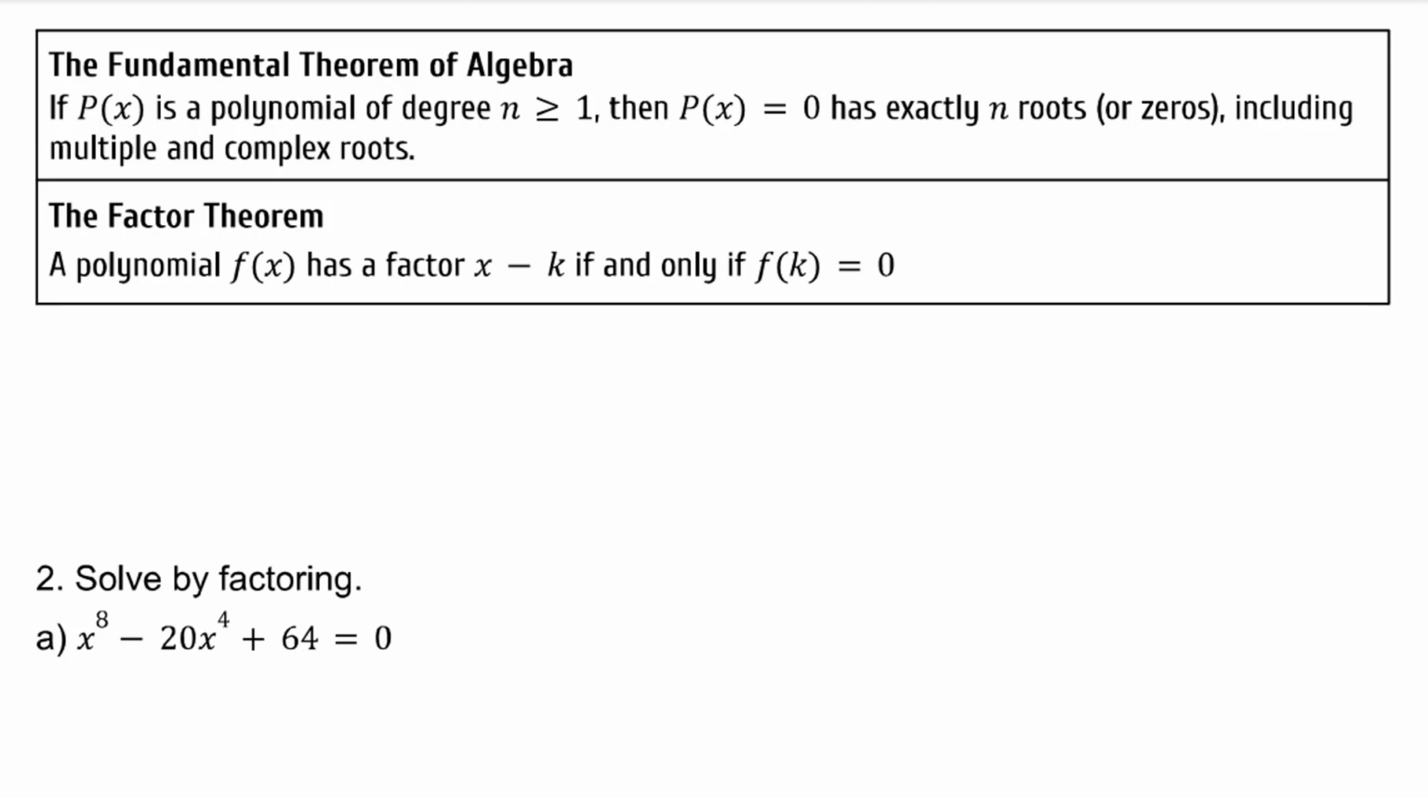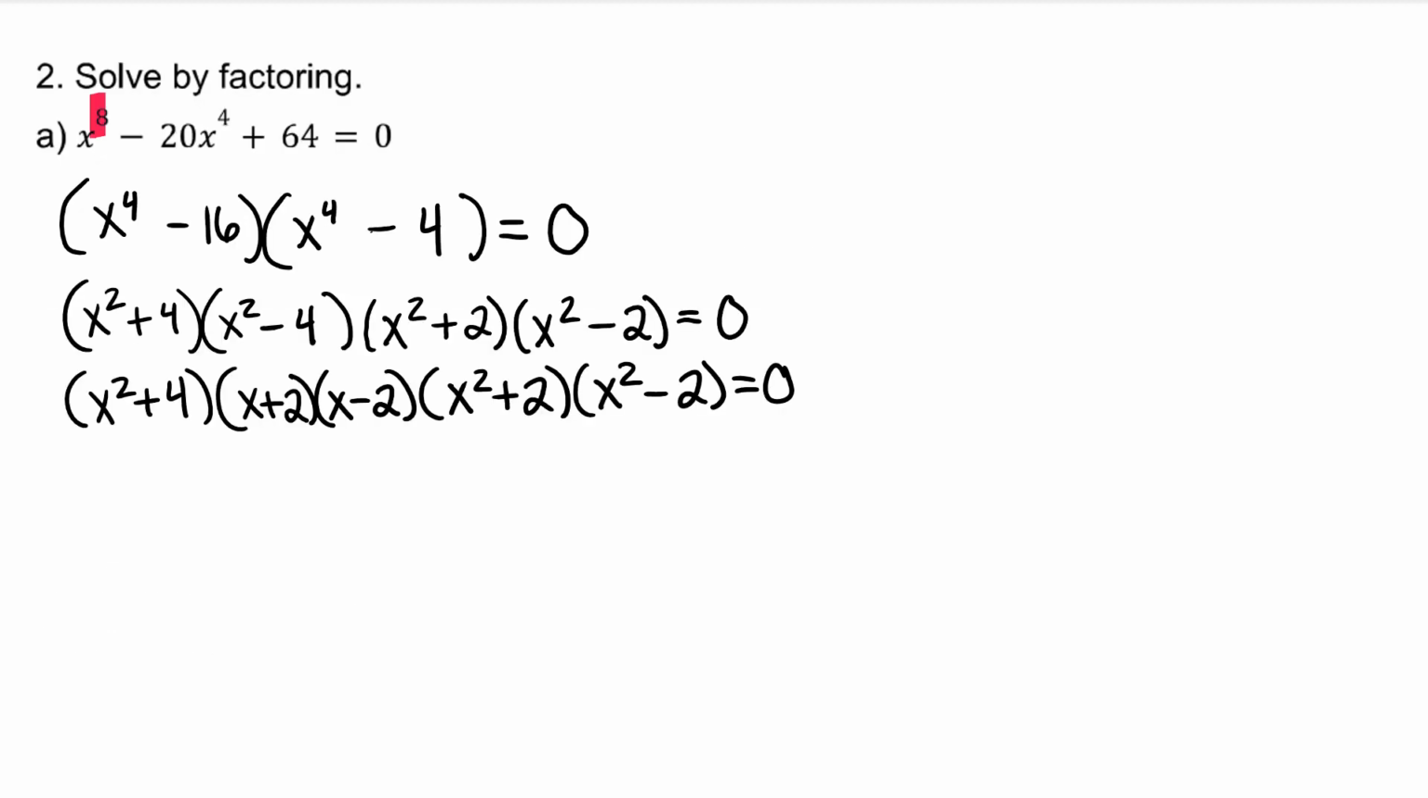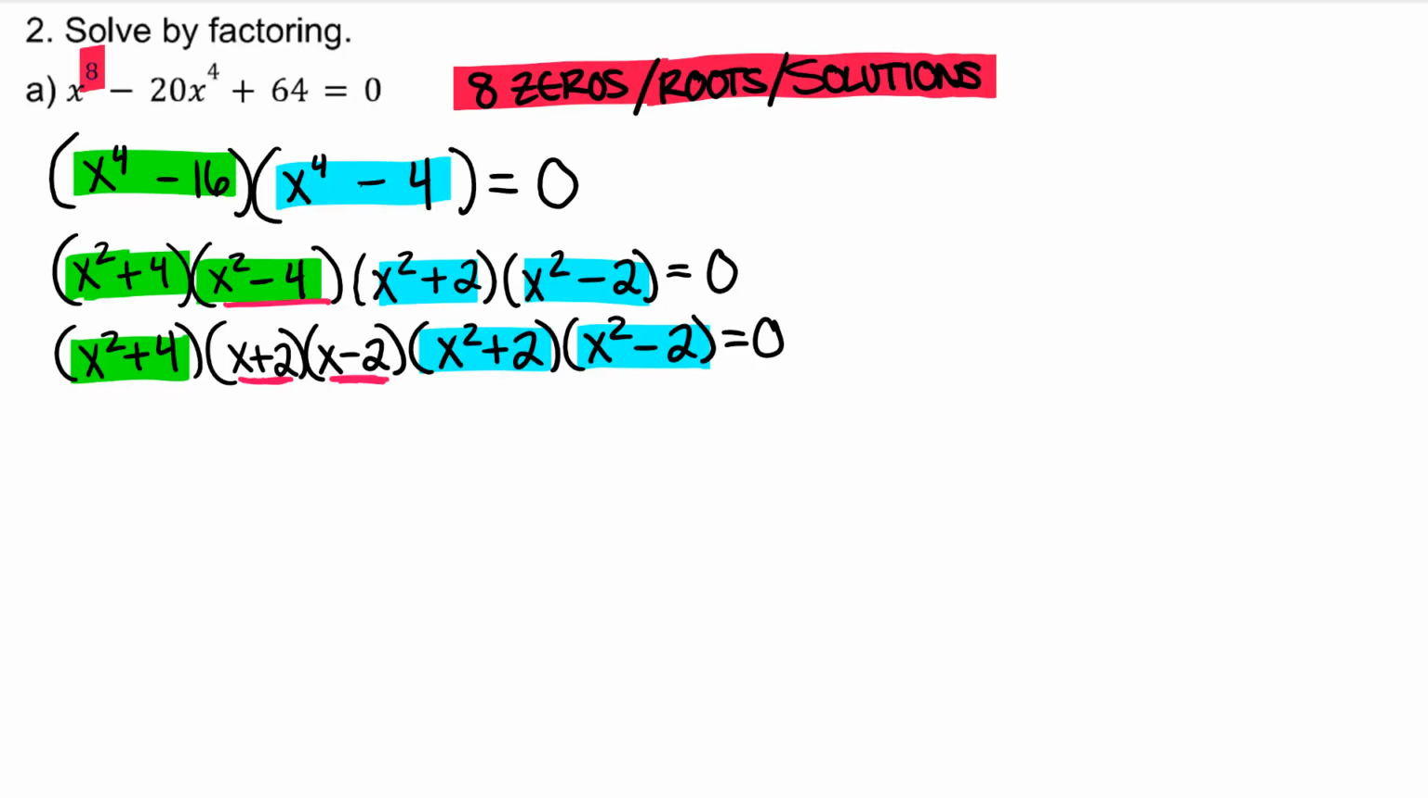For number 2, we're going to solve by factoring. What do you notice? We just factored this problem in number 1. So go ahead and copy down your factorization for part A. Because the degree of the polynomial is 8, this problem will have 8 zeros, or roots, or solutions. So now that it's fully factored, let's use the zero product property to solve each factor.